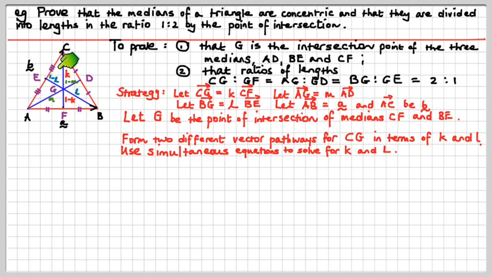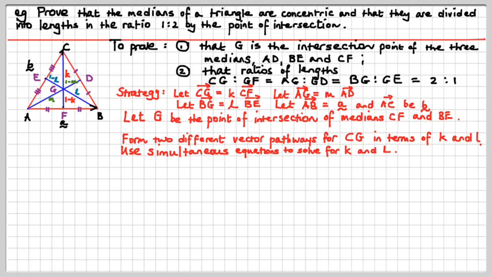So what I'll do is I'll get two vector pathways from C to G. One of them will involve K, and this one here would involve L. So once I get two equations for the vector from C to G via different pathways, both involving K and L, I will get two simultaneous equations, which I can use to solve for K and L, and hopefully they'll come out to be 2/3 each of them. If they don't, we're back to the drawing board. Now that is my strategy.